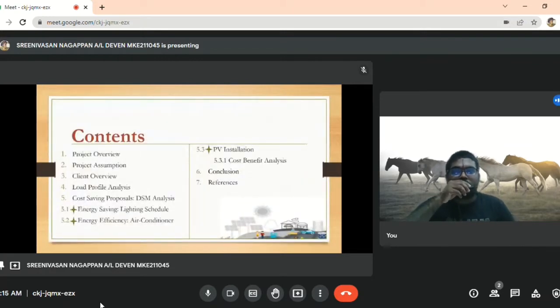The following are the contents that are involved in this project. The first is project overview, which gives an overall picture of this project as well as the conditions that it has to compensate to fulfill its objective. The second is project assumption, which deals more on the economic conditions that are involved in cost-benefit analysis. And the third is client overview, which gives the overall standing of the client as well as the operating condition which is subjected to the premise that is being analyzed. And the fourth is load profile analysis, which is more on the analysis method that is involved to manage the load that is involved in the premise.